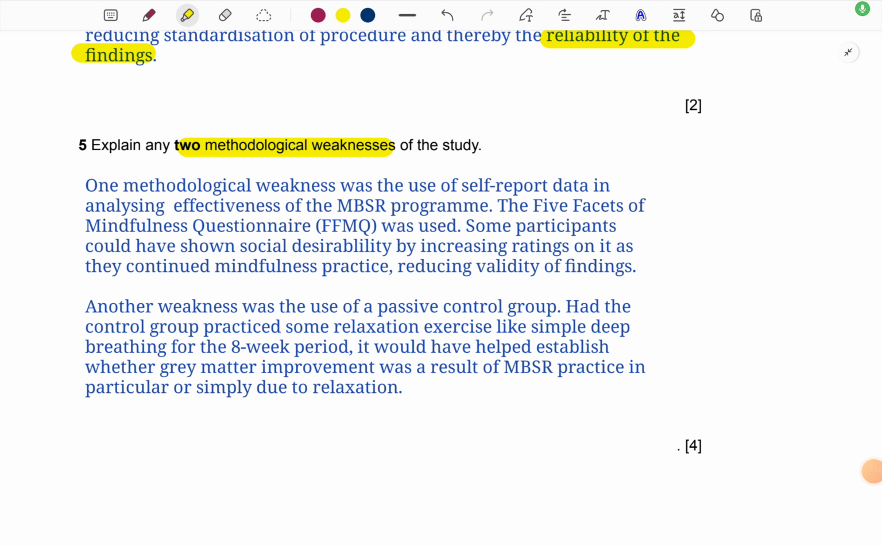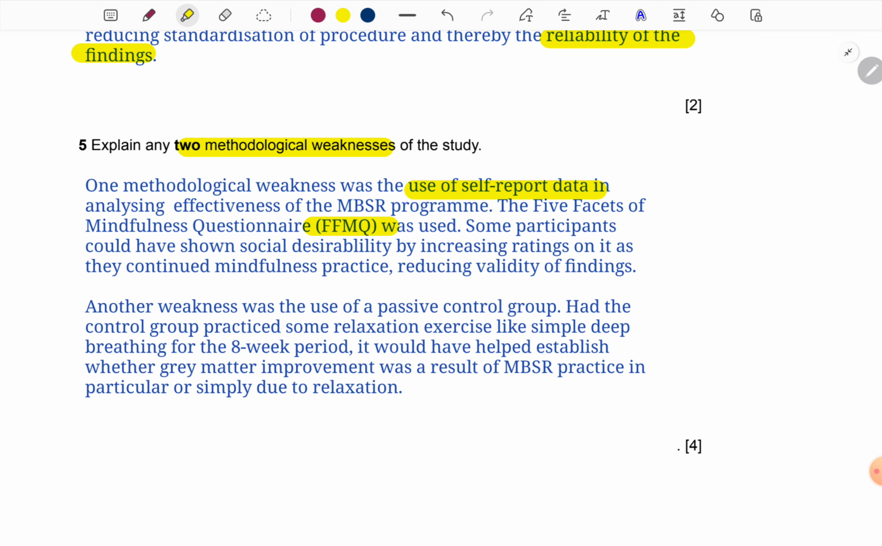So you have to make sure literally your weaknesses in method come from the method section of the study. So anywhere from the variables, procedure, controls, even controls as such come under variables, sample, data analysis, any area from the method or procedure of the study. That's the design or the procedure. So one methodological weakness in this study is the use of self-report data to find out whether participants were improving in areas of mindfulness such as being non-judgmental, observant. They made them answer a questionnaire, which is the FFMQ, 5 Facets of Mindfulness questionnaire.